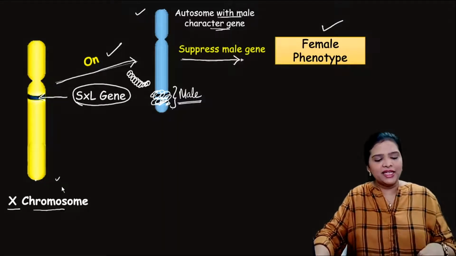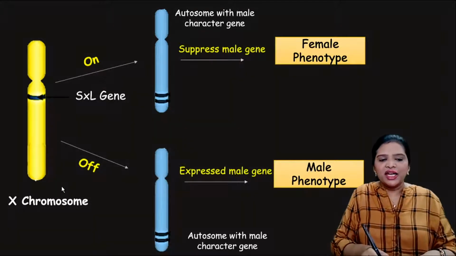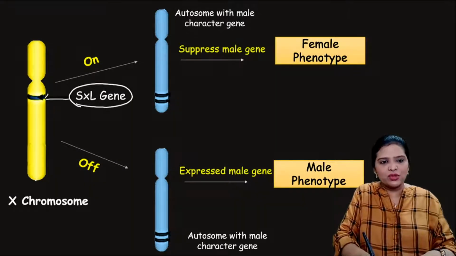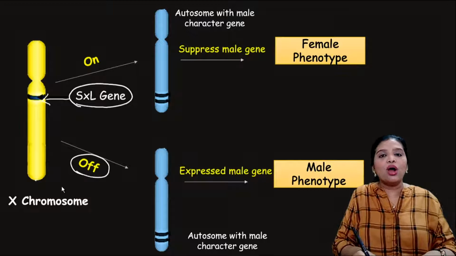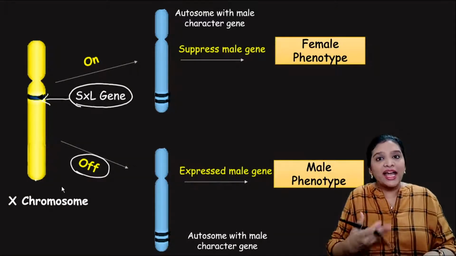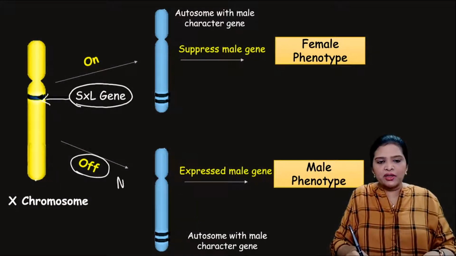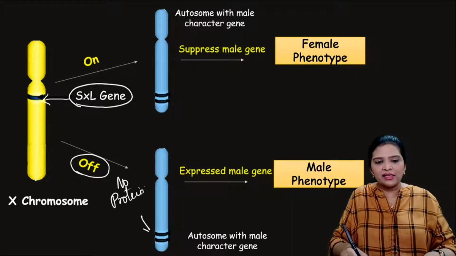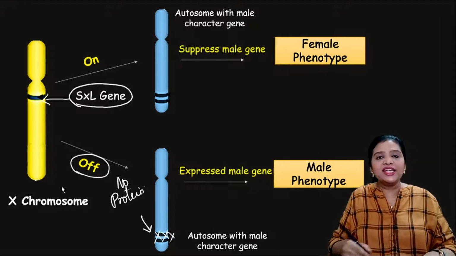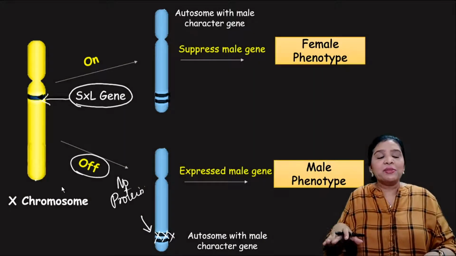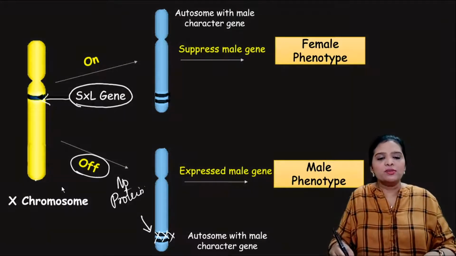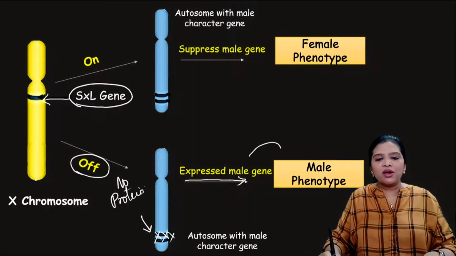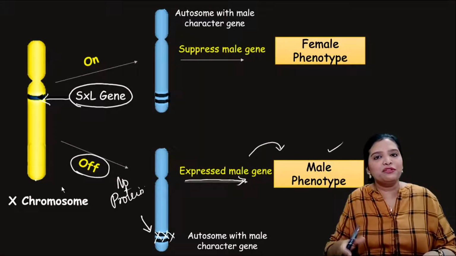Got it? Then the other possibility is if the sex lethal gene present on the X chromosome is in the off stage. Off means when it is not active. So it will not produce the protein which would stop the activity of the male determining region in the autosome. As a result, the male character is expressed so that the organism will have a male phenotype.